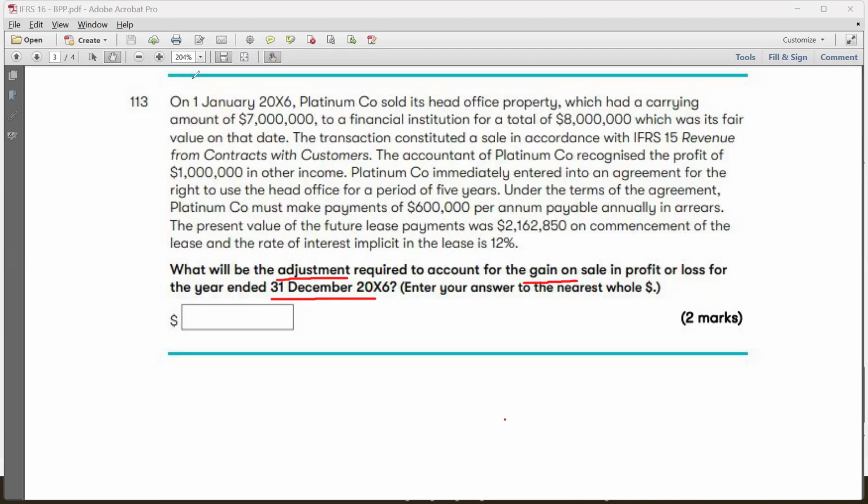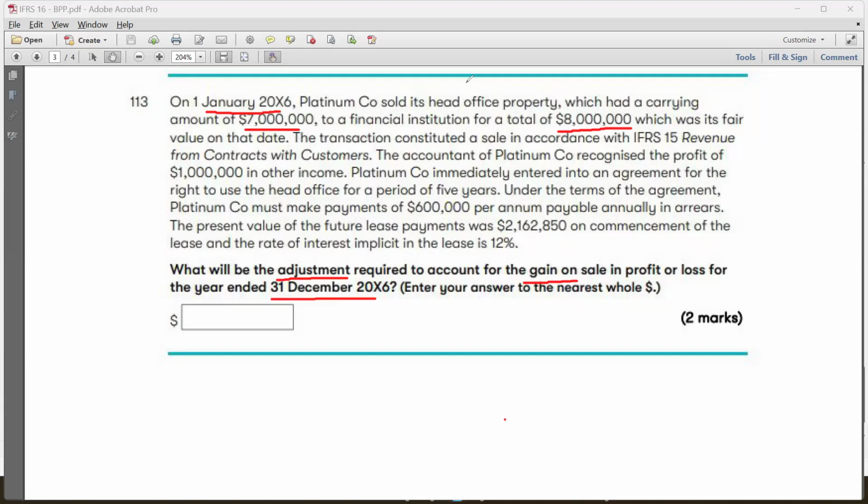On 1st of January, that is at the start of the year, Platinum Co sold its head office property, which had a carrying amount of 7 million, to a financial institution for a total of 8 million. So clearly there is a gain of 1 million. Something that was worth 7 million was sold to a financial institution for 8 million. So this is the value that we have, and we calculate the profit as 1 million.